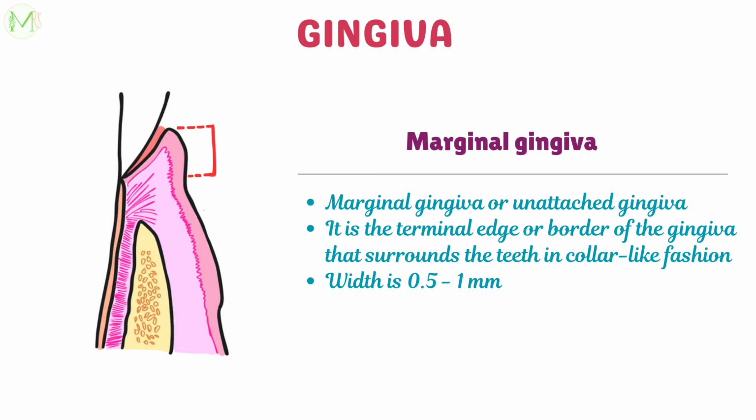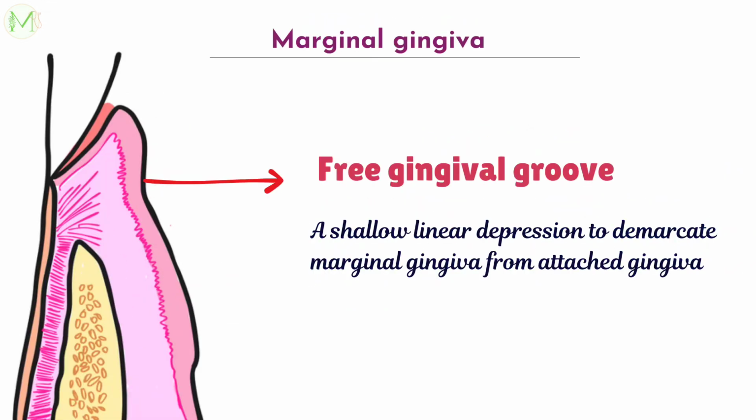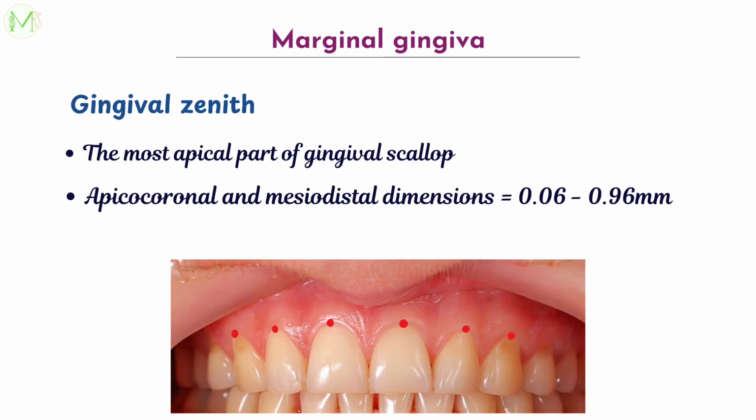gingival sulcus. Adjacent to the marginal gingiva is our attached gingiva, and there must be something to demarcate between these two, right? Free gingival groove does that job. It is a shallow linear depression to demarcate the marginal gingiva from the attached gingiva. And another important part to be noted here is gingival zenith. It is the apical most part of the gingival scallop. Its apicocoronal and mesiodistal dimensions vary between 0.06 and 0.96 mm.